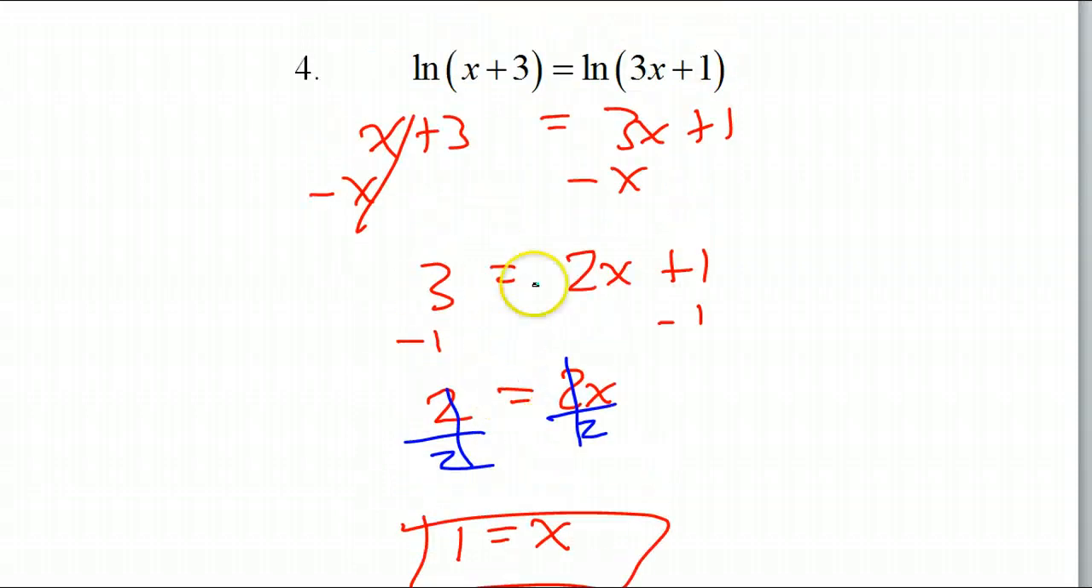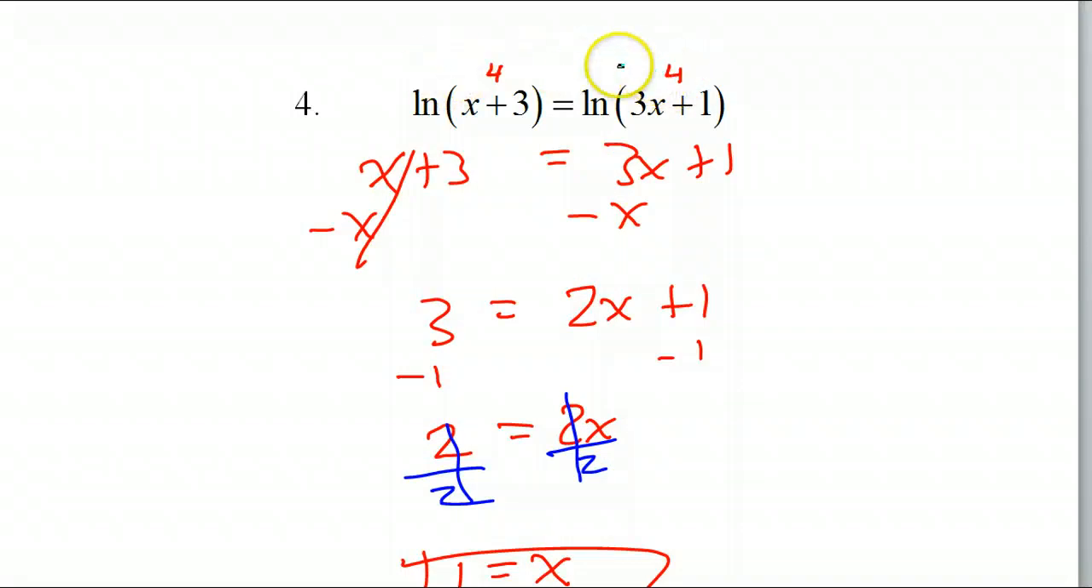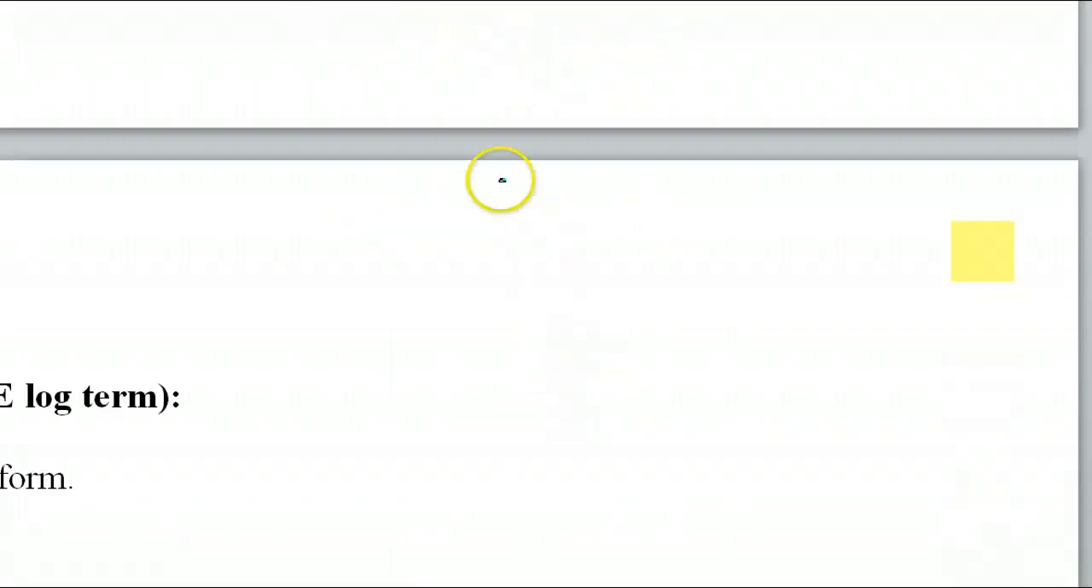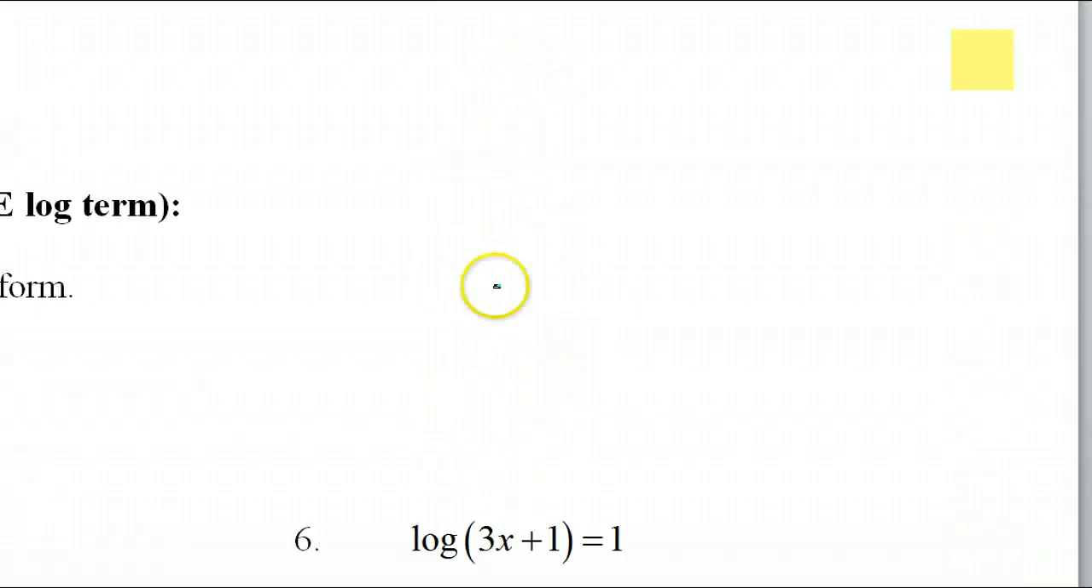Alright, check and make sure it works. If I put 1 here, then this will be 4. If I put 1 here, 3 times 1 is 3, plus 1 is 4. So that's okay. Alright, they should be the same, but they can't be negative. Alright, that's it for the front page.